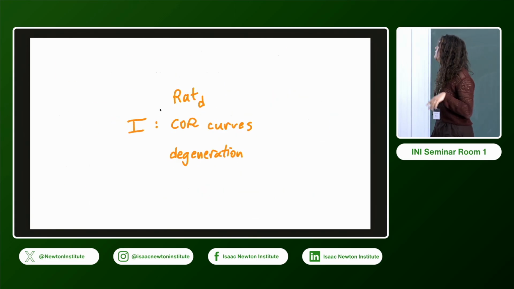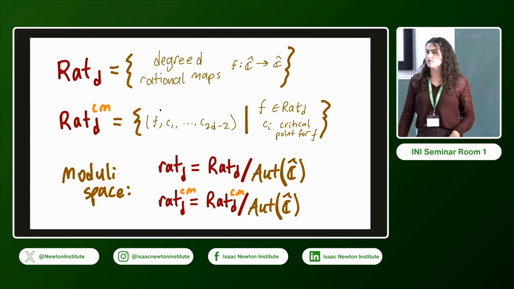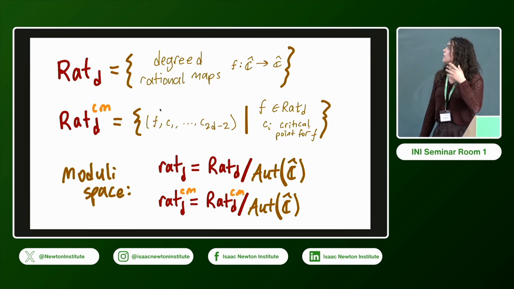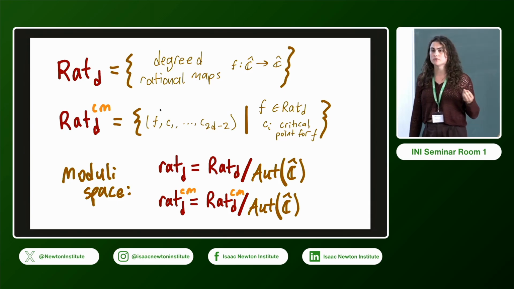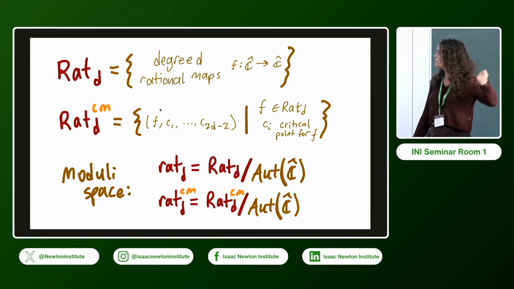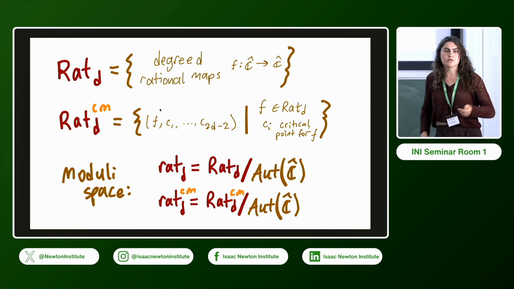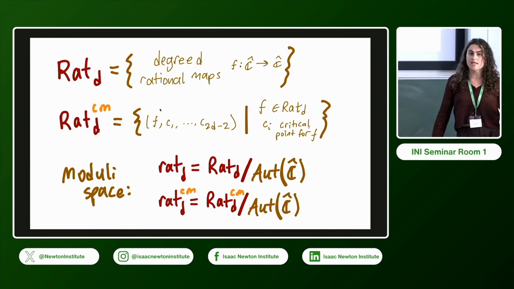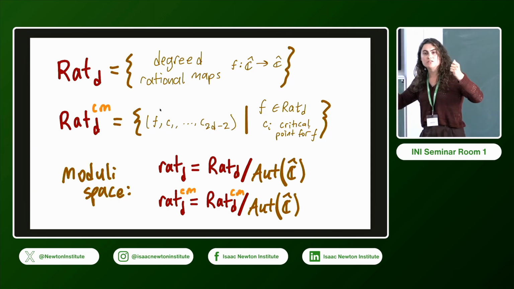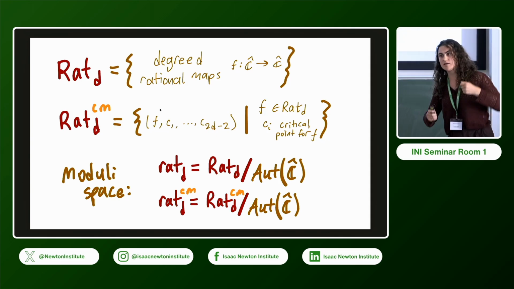Okay, so part 1. RAT-D is the collection of all degree D rational maps from the sphere to itself. There are 2D minus 2 critical points for a degree D rational map. So you can consider a 2D minus 2 cover of this space, RAT-D critically marked. This is where all of your critical points have names. So in this case, C1 and C2 are not necessarily interchangeable. If I want to mark them, this means that I can say that C1 is doing something and C2 is maybe doing something else.